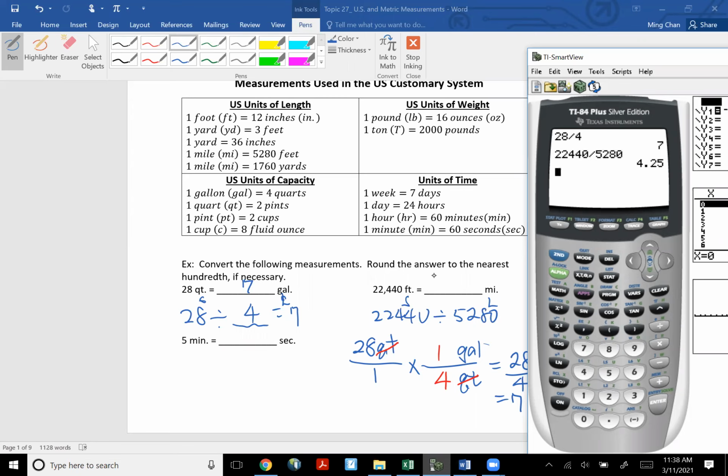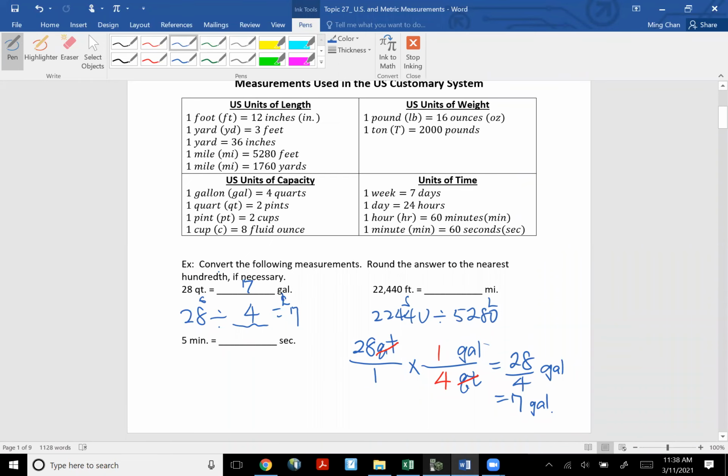My answer, 4.25 miles. Okay, round to nearest hundredth. So 4.25, that 5 is the hundredth. All right, minute to seconds. We know minute is larger, second is smaller. The ratio between minute and second is 60. So all I have to do is take 5 minutes times 60 seconds, which will give me 300 seconds.